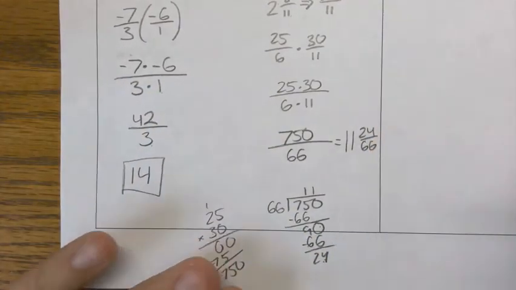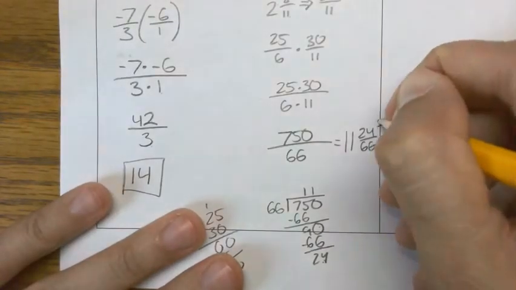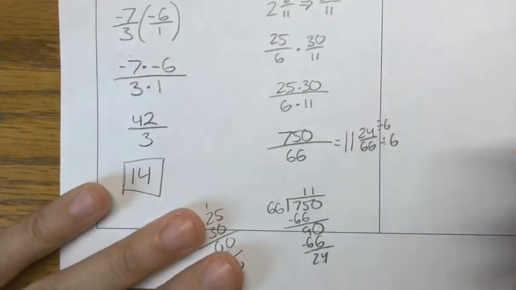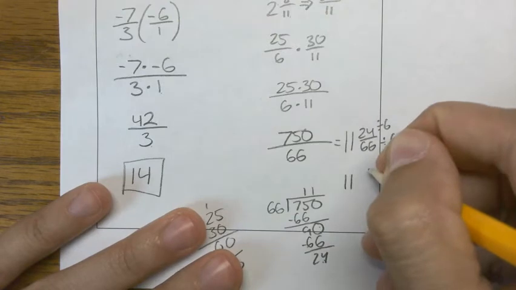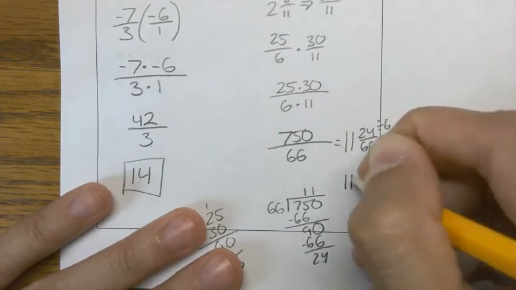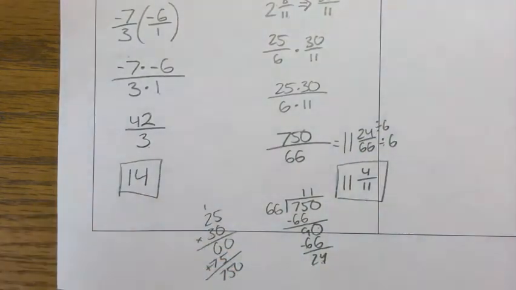Ooh, I can simplify this a bit. So I could divide the top and the bottom by 6. So my final answer is 11 and 4/11ths. Ooh, that one was a doozy.